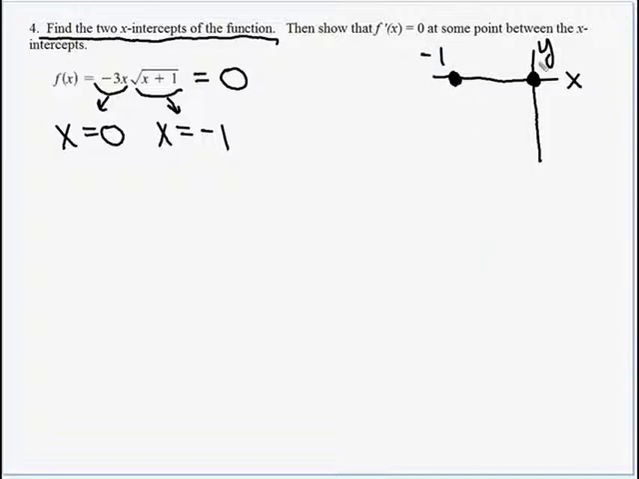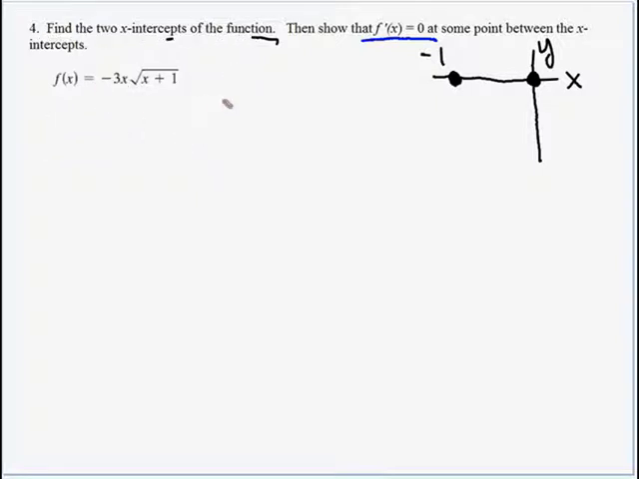And for the second part of the problem, then show that the derivative is equal to 0 at some point in between the intercepts. Okay, well, we're going to have to derive this. We have two distinct functions. First one, its derivative is 1. Here we have x plus 1 to the half power. Its derivative will be 1/2 quantity x plus 1 to the negative half power. That's supposed to be a 2.